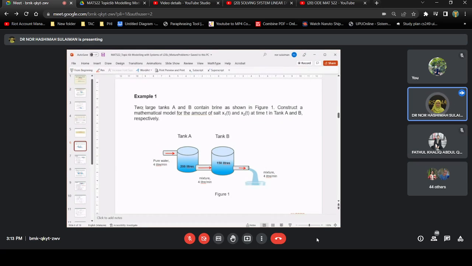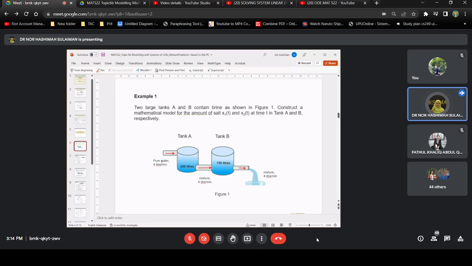In this example, you have two tanks, tank A and tank B, which contain brine. Brine tu maksud dia adalah larutan garam. Dalam tank ni dia ada larutan garam. Okay, as shown in figure 1. Dalam tank A ni dia ada 200 liter. Dalam tank B dia ada 150 liters. Okay, we would like to construct a mathematical model. Dia tak suruh selesaikan tapi dia suruh construct saja. Construct maknanya you create the model for the amount of salt x1 of t in tank A and x2 of t in tank B respectively.